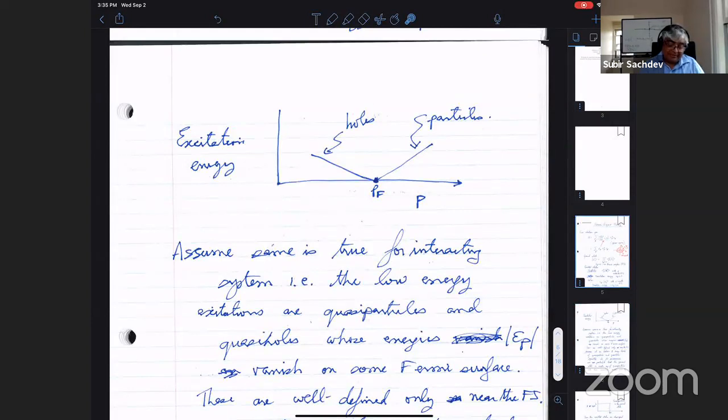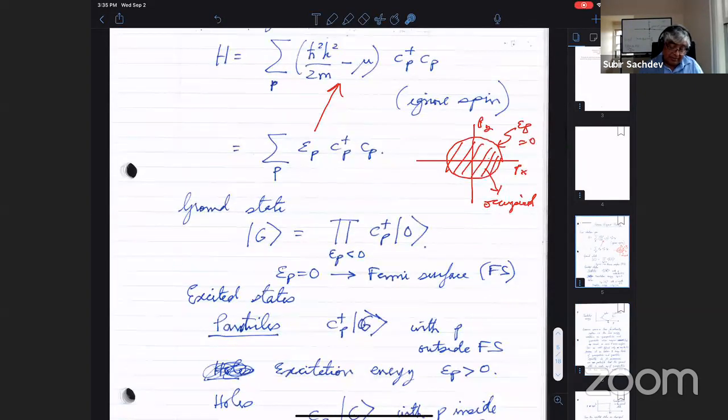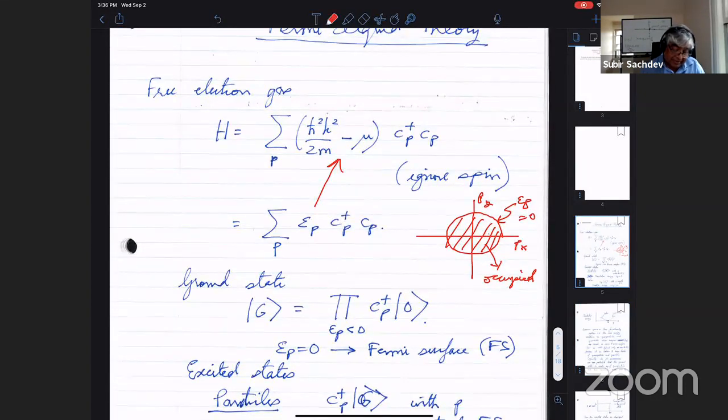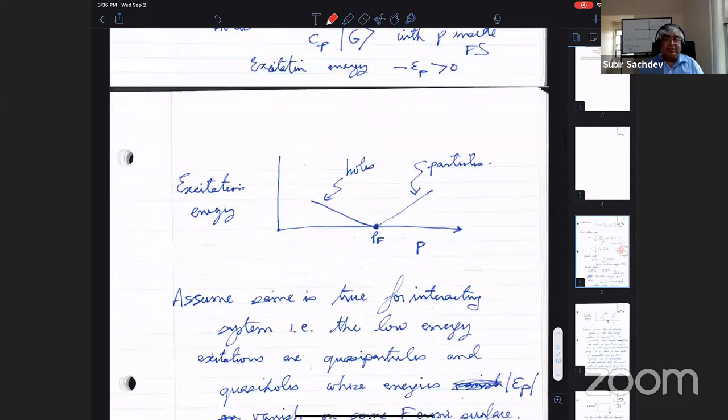So now, of course, nobody cares about free electrons. Nothing is free. What happens when you add some interactions to this Hamiltonian? We're going to add some other terms here and then ask what happens. And amazingly, it turns out that much of this picture survives.